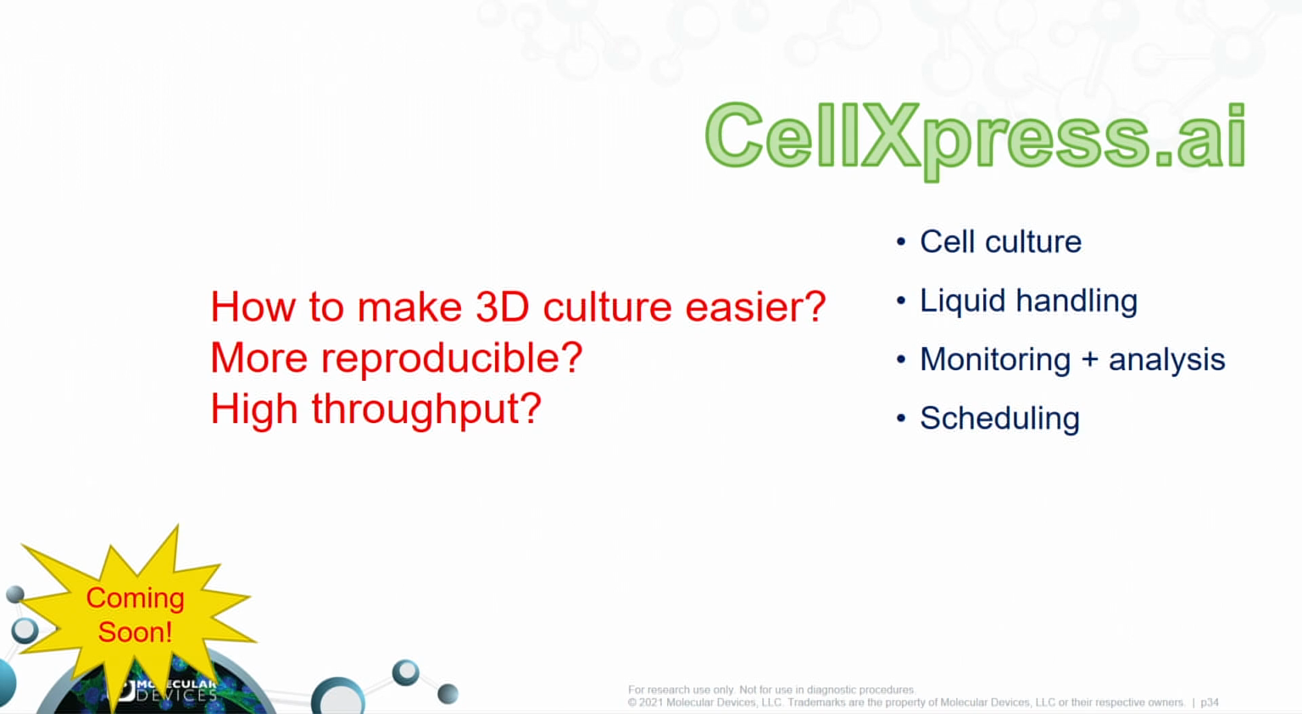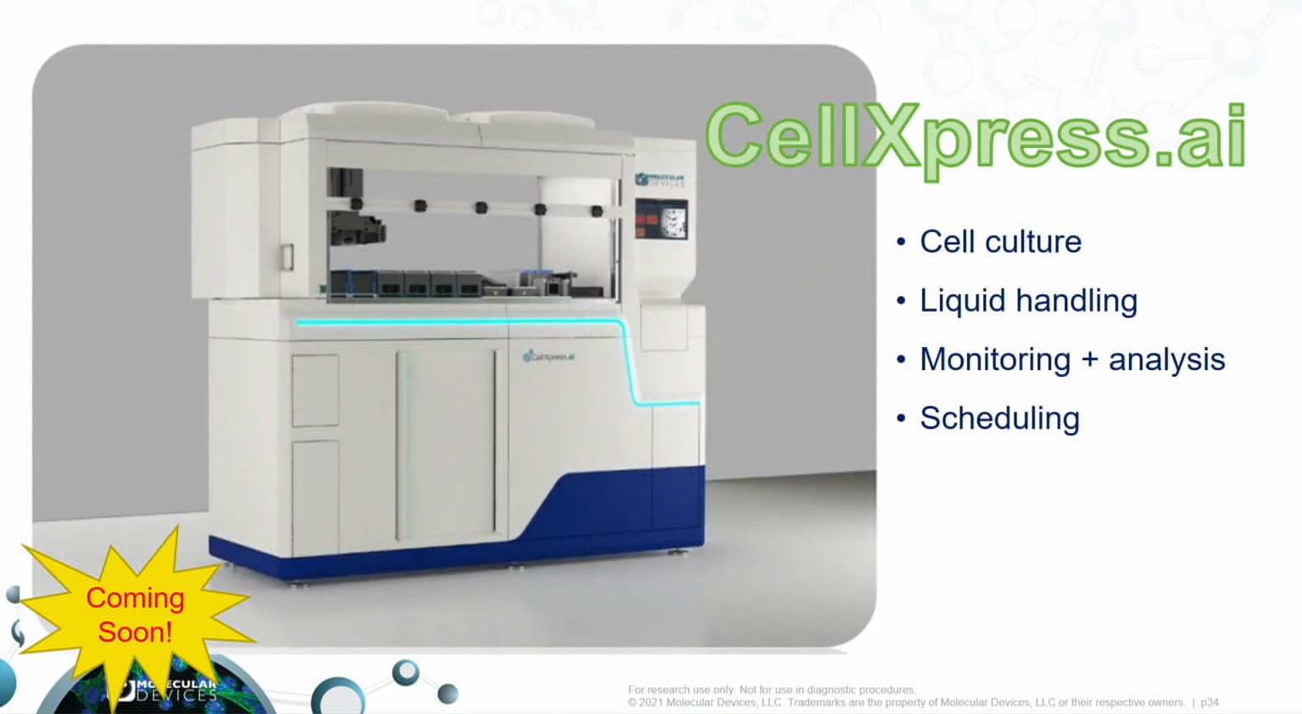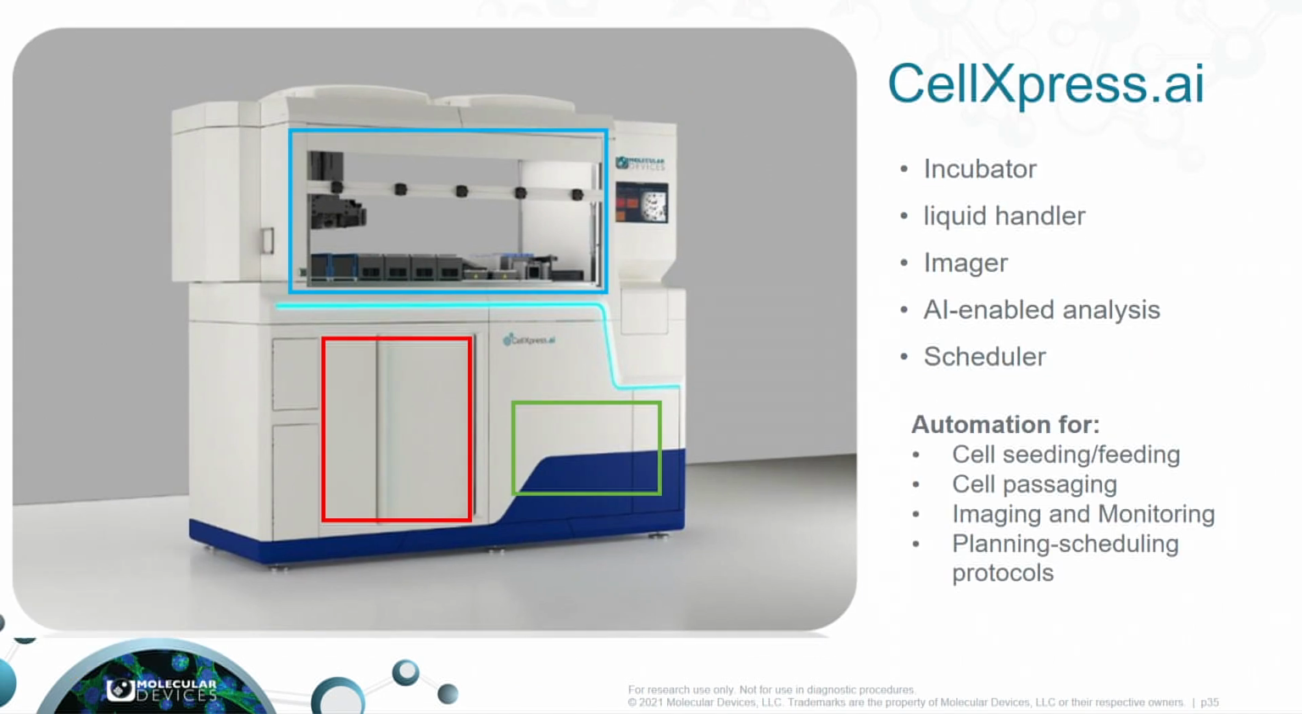So this is what the product looks like. It comes with a liquid handler in the instrument, the one in the blue box, and it has an incubator in the red box. You can't see it, but it's in there. And then there's an imager as well. Essentially, you will be able to do liquid handling, you can image, and you can also use AI-enabled on-the-fly analysis, similar to what I showed earlier with the deep learning-based analysis.